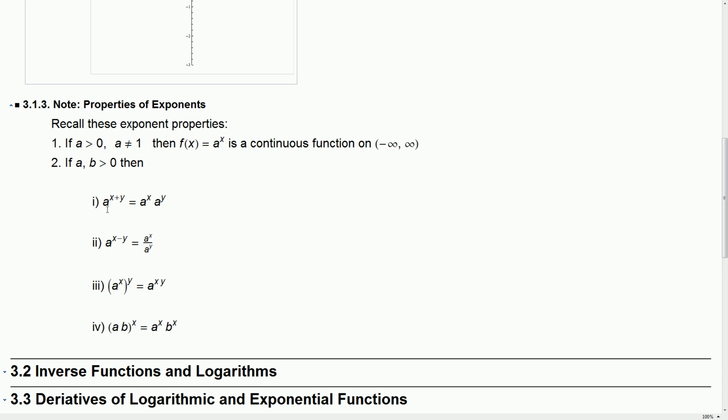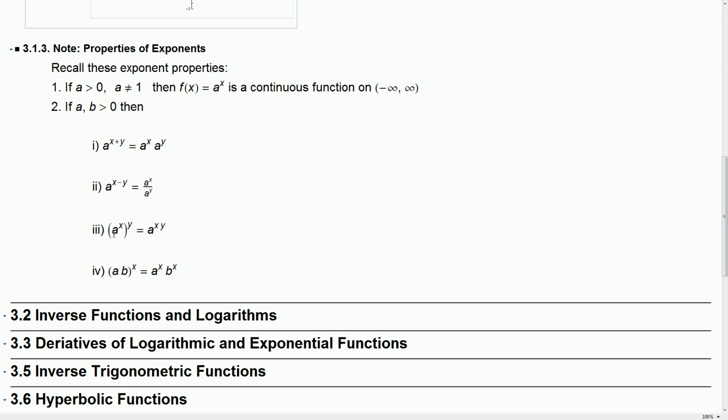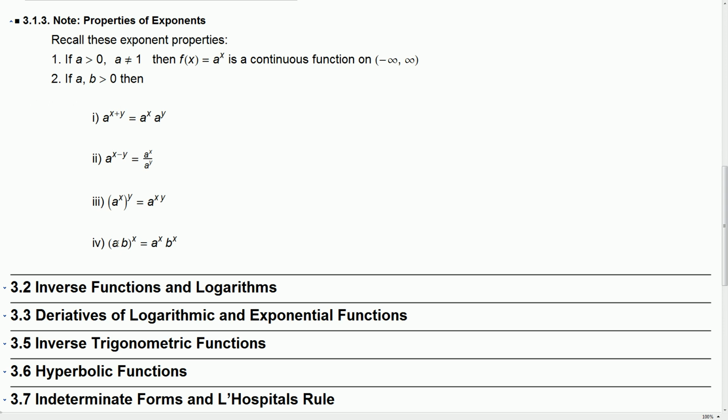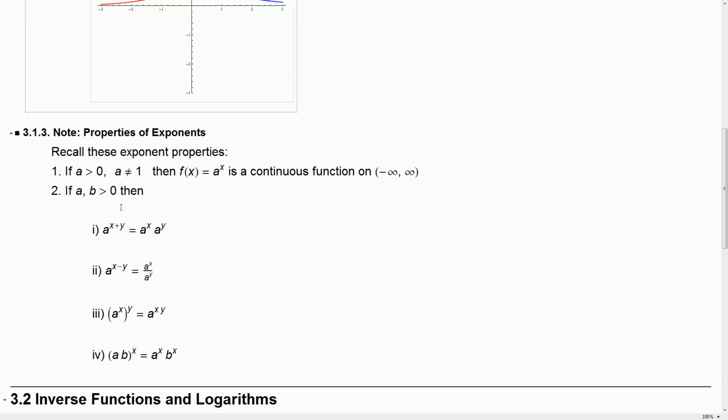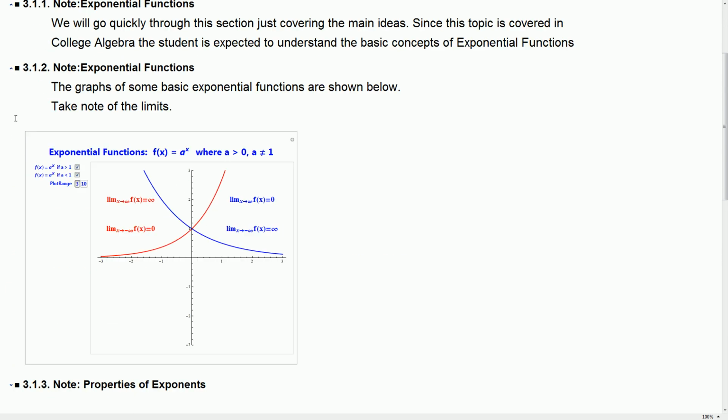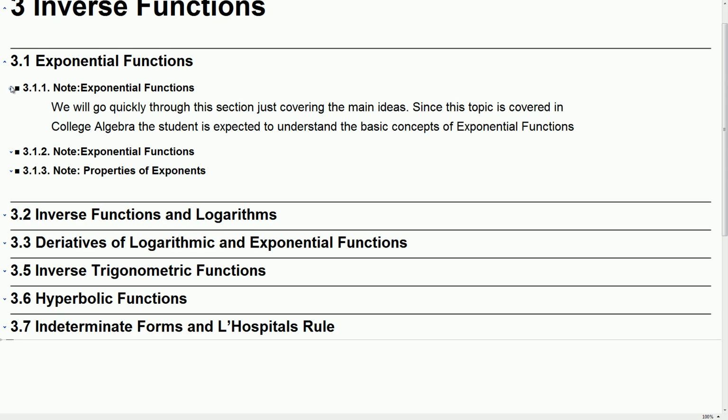Also, some properties of exponents. If you have a base raised to the x plus y, that's the same as a to the x times a to the y. If you do subtraction in the exponent, then it's division over here. If you take something and raise it to a power, and then raise that entire thing to another power, that's the same as just raising the base to the two powers multiplied. And if you have two bases being multiplied raised to the x, then you can just apply the x to each of the bases, so you get a to the x and b to the x. Those are the basic properties we'll need to know for exponential functions.